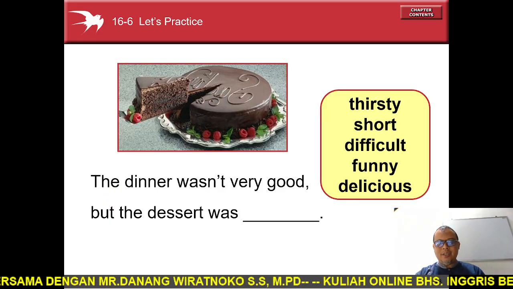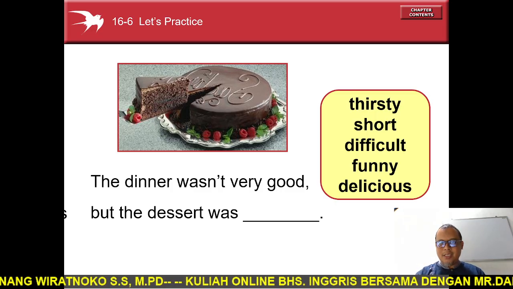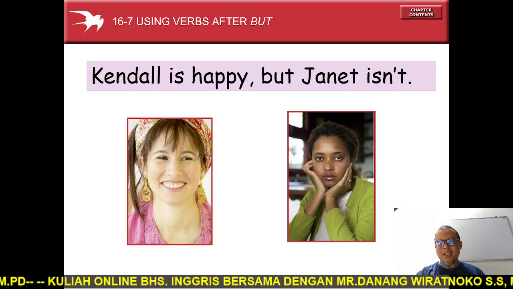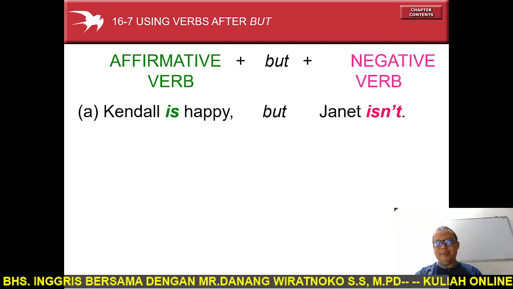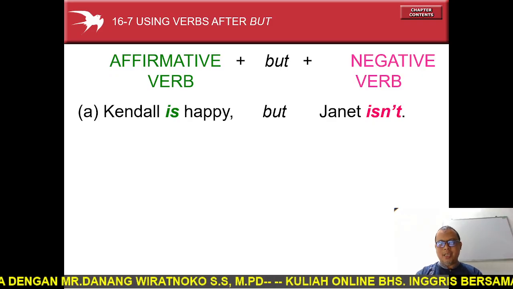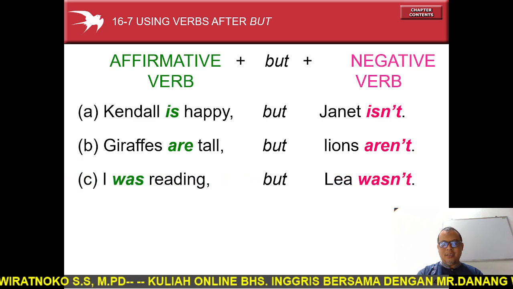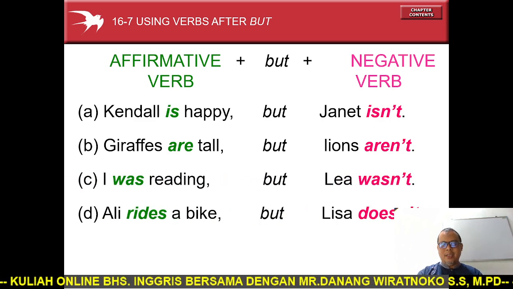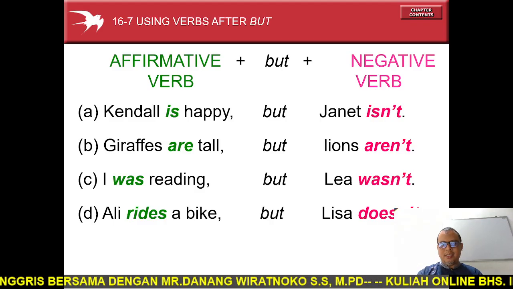The first test was easy, but this test is difficult. The dinner wasn't very good, but the dessert was delicious. Kendall is happy, but Janet isn't. Okay, using a verb after but. Affirmative plus but plus negative verb. Giraffes are tall, but lions aren't. I was reading, but Liana wasn't. Ali rides a bike, but Lisa wasn't.